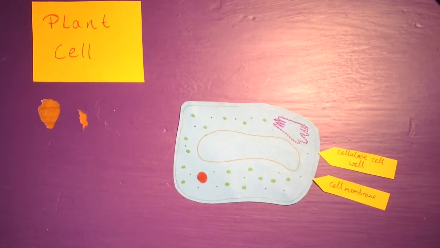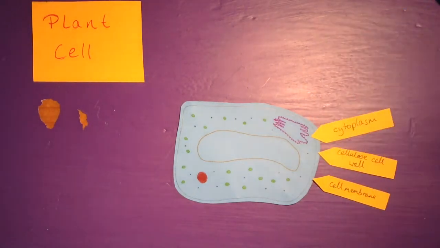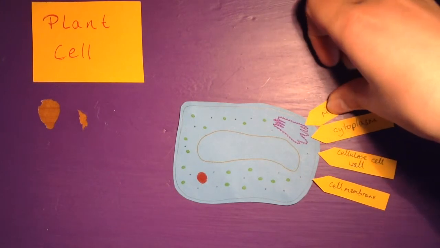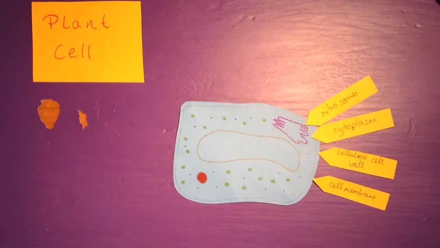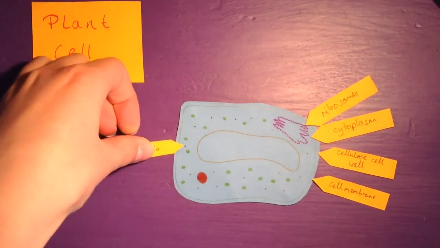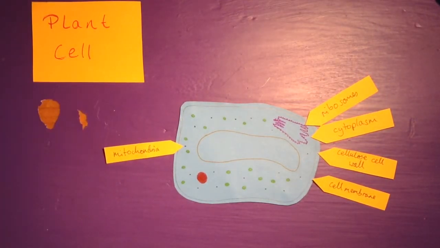Inside the cell is cytoplasm. So this cytoplasm is a liquid in which everything is suspended. It also contains enzymes. Ribosomes are small organelles suspended in the cytoplasm, and they are where proteins are made. Another small thing suspended in the cytoplasm are the mitochondria, and they aid respiration.